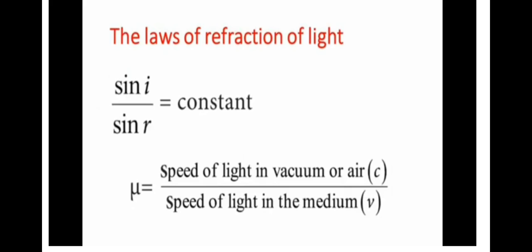The refractive index of the medium is also defined in terms of speed of light in different media. Mu is equal to speed of light in air, c, divided by speed of light in the medium, v. Mu2 is equal to speed of light in medium 1 divided by speed of light in medium 2.